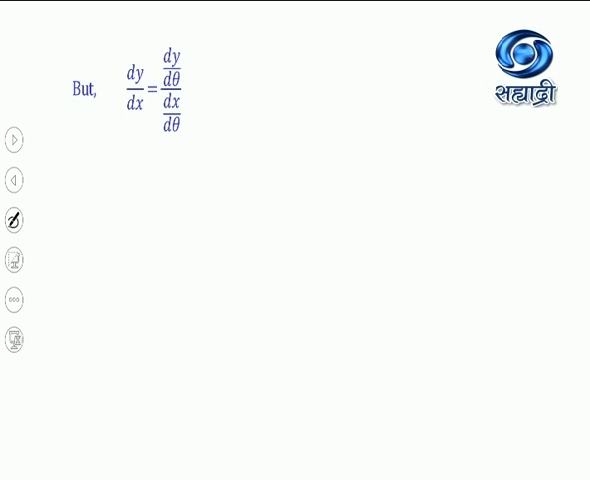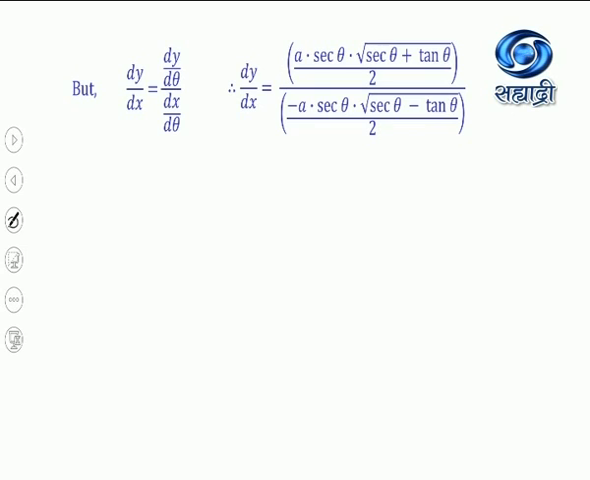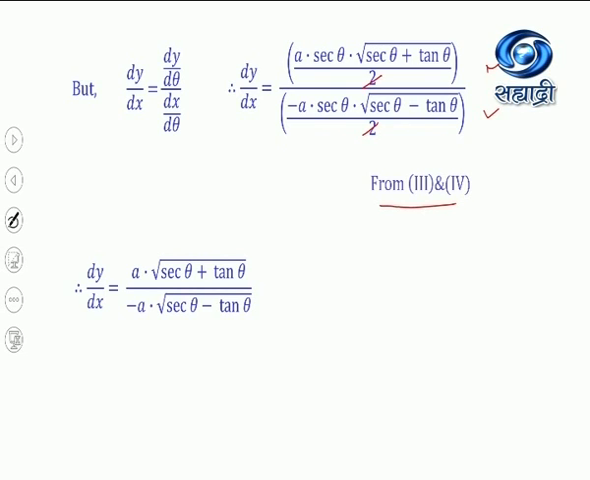Now dy by dx equals dy by d theta upon dx by d theta, and we substitute here the values of dy by d theta as well as dx by d theta. See here, this is the value of dy by d theta. Now this is the value of dx by d theta. Now here the 2 get cancelled. Now what is our next step? See here, we write this reason from 3 and 4. And now our next step is this: a into under root sec theta plus tan theta upon minus a into sec theta minus tan theta.